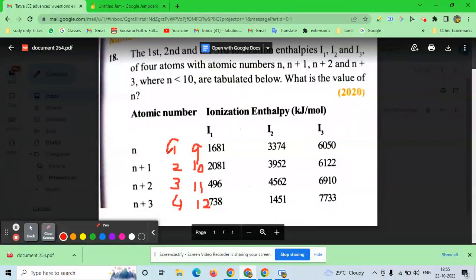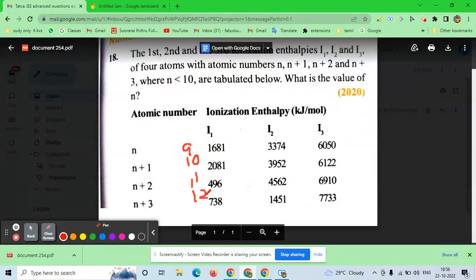But here you can note that the element has three ionization energies. If it has only one electron in its outermost shell, then how would it have three ionization energies? So the answer should be among 9, 10, 11, 12. So how can we check whether the answer is 9, 10, 11, or 12?